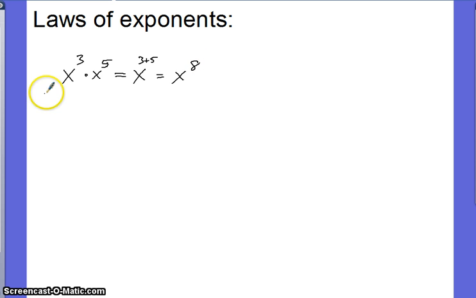Remember that x cubed means you're multiplying x by itself 3 times. X to the fifth, you're repeating it by itself 5 times. So this times this is going to be x to the 1, 2, 3, 4, 5, 6, 7, 8, x to the eighth. So again, when you multiply two exponents that have like bases, you keep your base and you add your exponents.